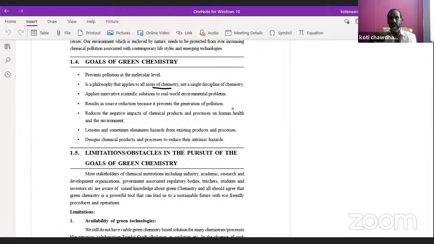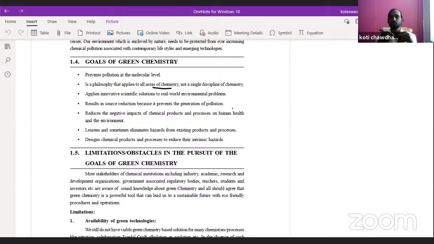In these three cases, we need to apply innovative scientific solutions in such a way that they give a clear solution to protect the environment. Okay, next. The fourth one is result in source reduction, because it is prevention that generates the pollution. Whenever we synthesize or use something, during the usage or during the synthesis, it may cause pollution.